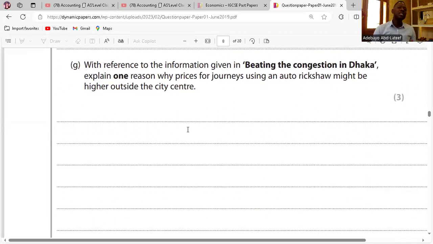With reference to the information given in the article on beating the congestion in Dhaka, give one reason why prices for journeys using an auto rickshaw might be higher outside the city center.